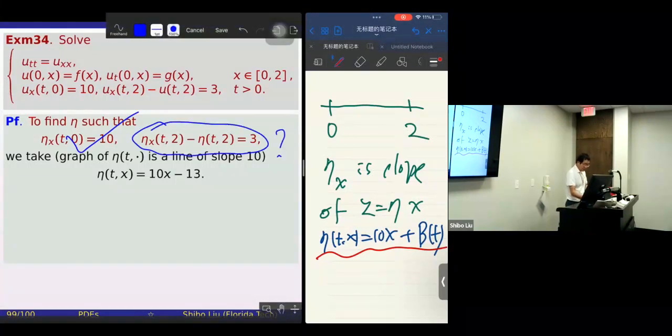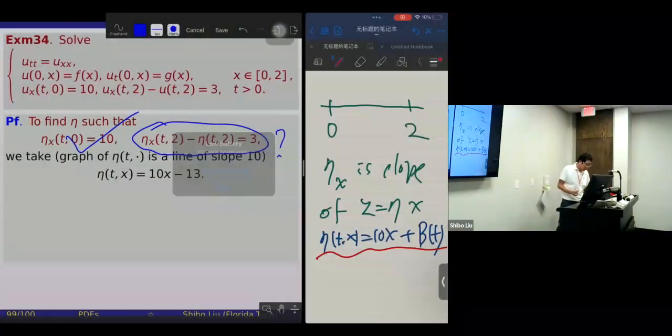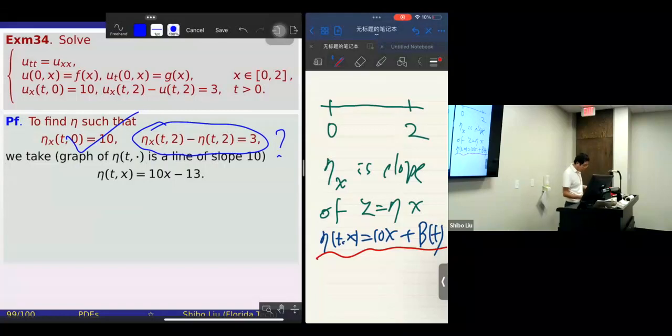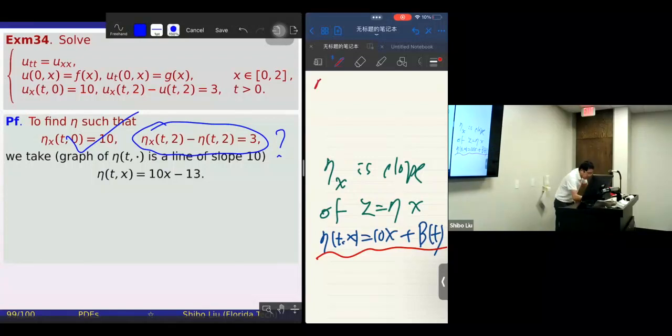So you want it to satisfy this. This is what you want. Can you choose a suitable b such that this is true? You can try to do this. If your eta is given in this form, we compute eta x minus eta. Eta x is 10. Eta is 10x plus b(t).